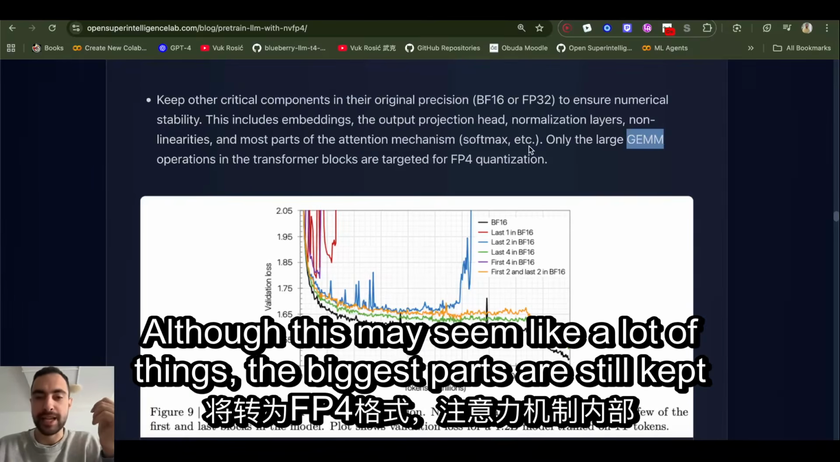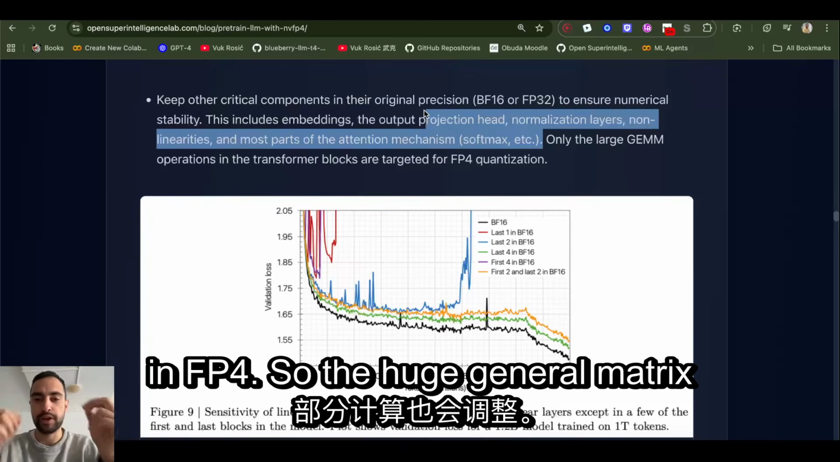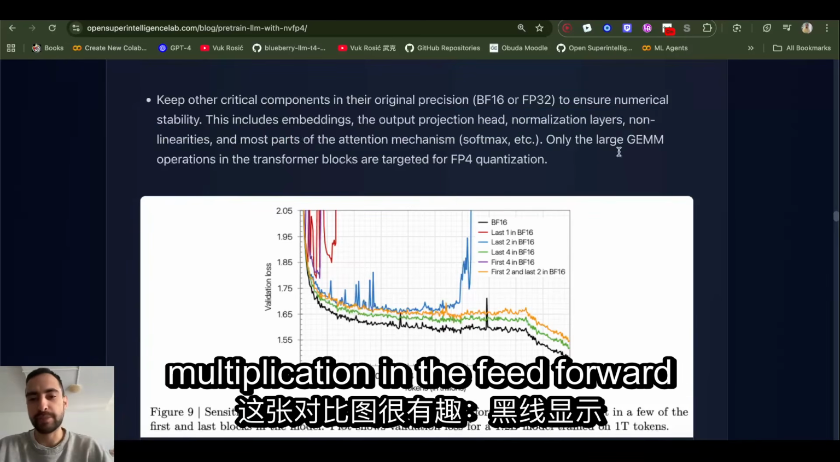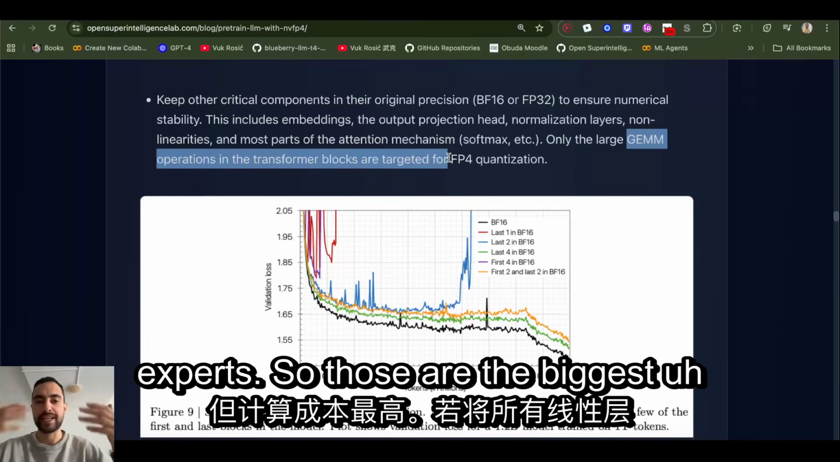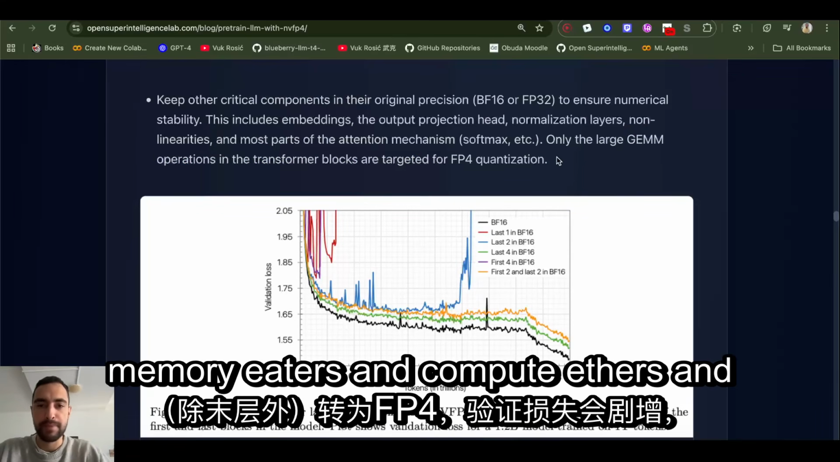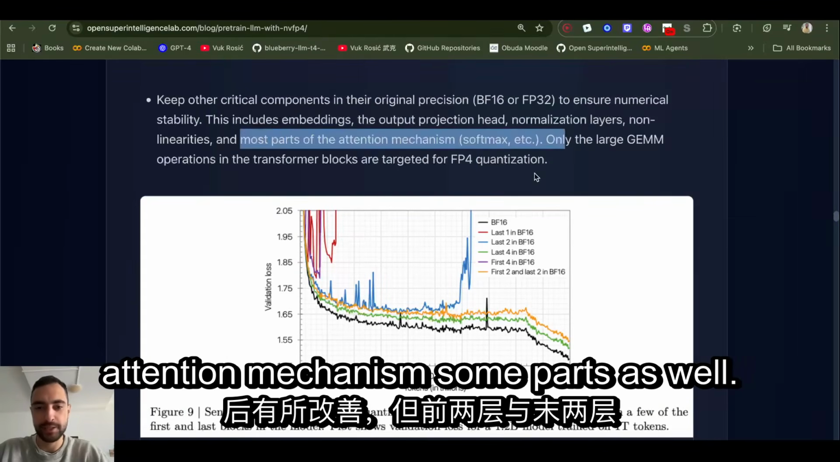Although this may seem like a lot of things, the biggest parts are still kept in FP4. So the huge general matrix multiplication in the feed-forward layers, in the mixture of experts, in experts. So those are the biggest memory eaters and compute eaters, and they go to FP4. And then inside of attention mechanism, some parts as well.